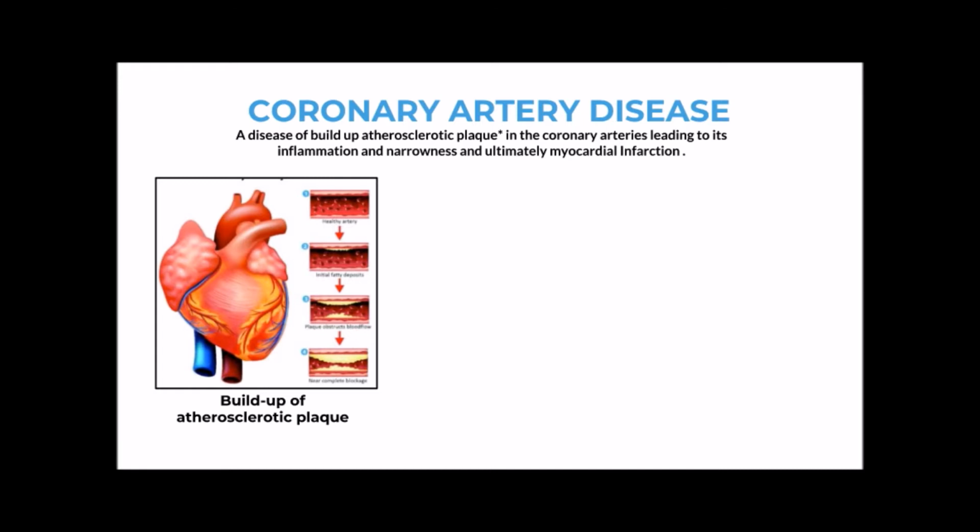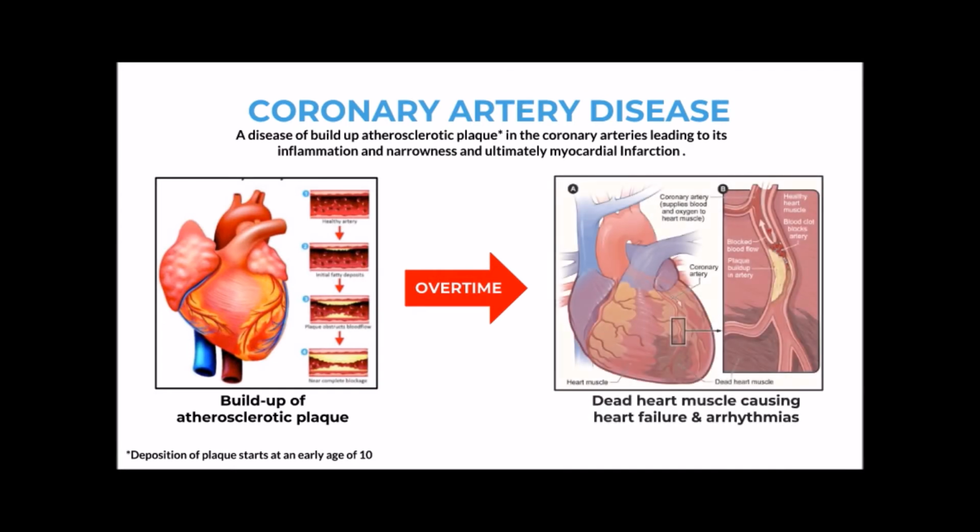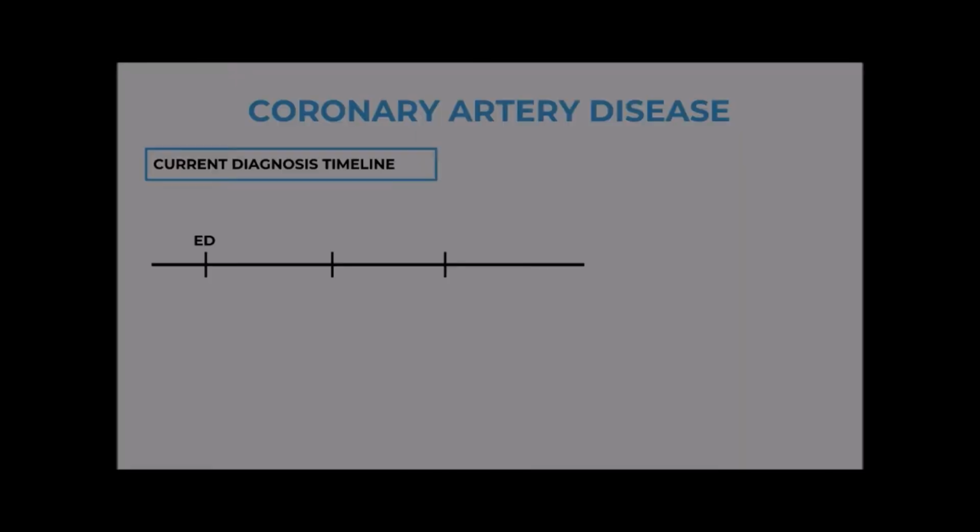And over time, the plaque can harden or rupture, and this will lead to two scenarios. First, it may narrow the coronary artery and therefore reduce the flow of oxygen-rich blood to the heart. And the second scenario would be forming a blood clot on its surface and completely block blood flow. This will ultimately lead to tissue death, which can cause heart failure and arrhythmia.